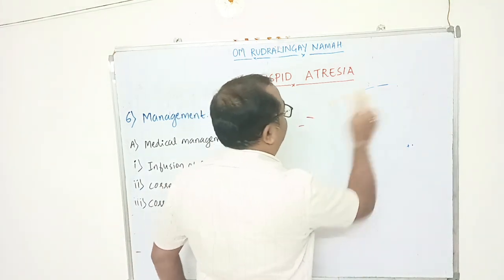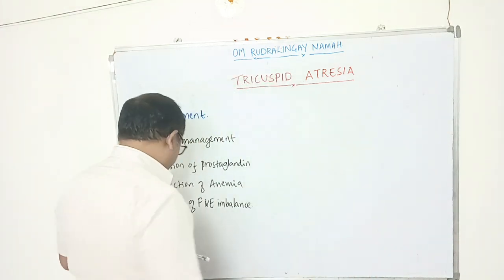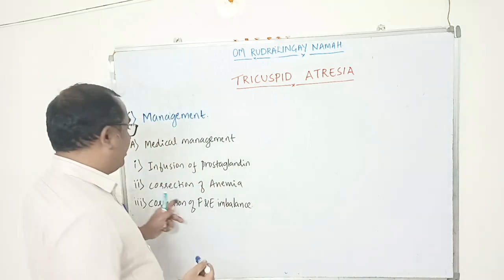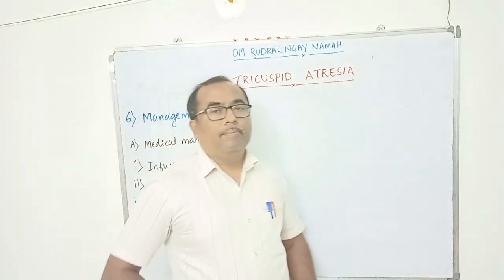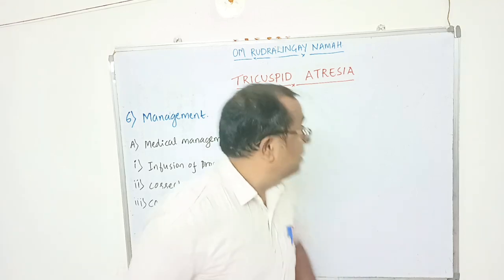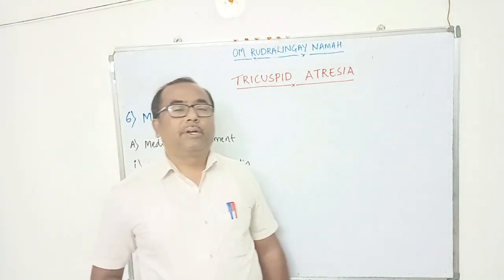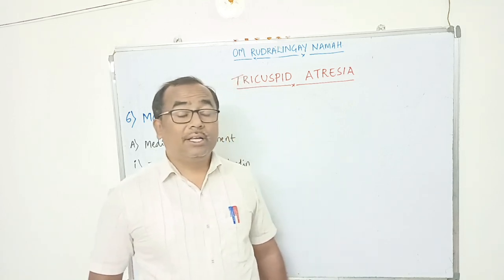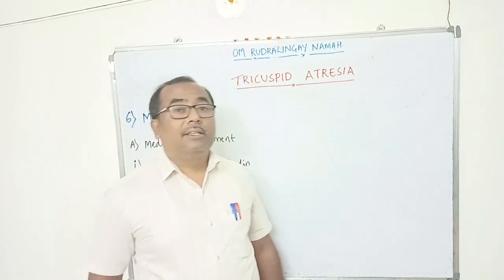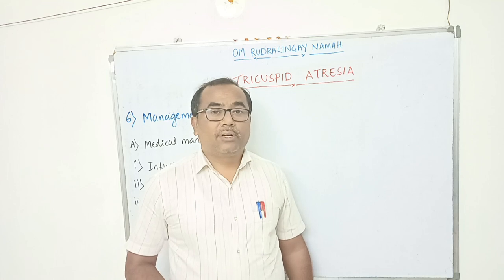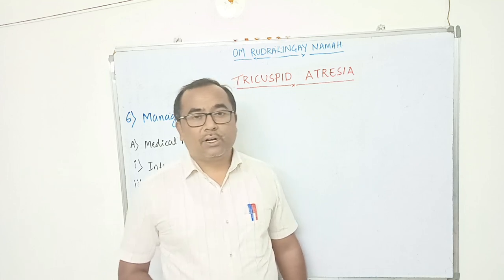Next one is we have to correct the anemia. If the child is suffering from this tricuspid atresia and it is also suffering from anemia, so we have to take action to correct the anemia. If you do not take any action to correct the anemia, that will lead to development of congestive cardiac failure. The child will easily develop the congestive cardiac failure.